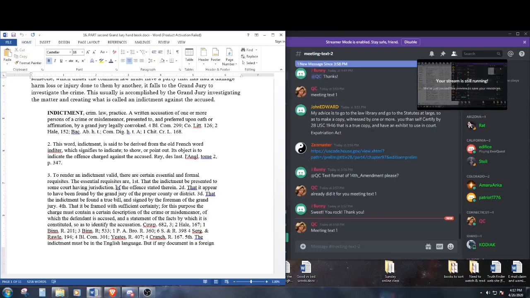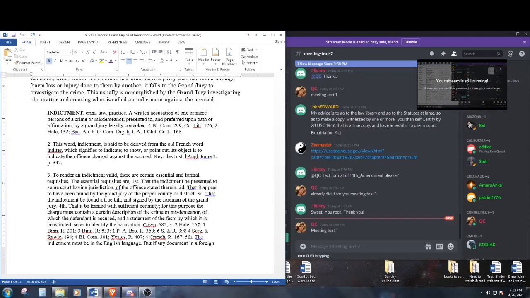Number 3, to render an indictment valid, there are certain essential and formal requisites. The essential requisites are, first, that the indictment be presented to some court having jurisdiction. So the way to properly do this is that the grand jury would create an indictment, and then they'd bring the indictment to a court of record.